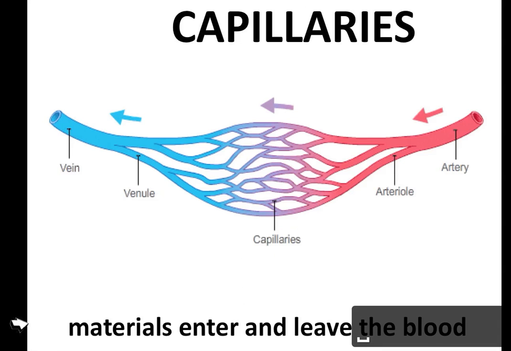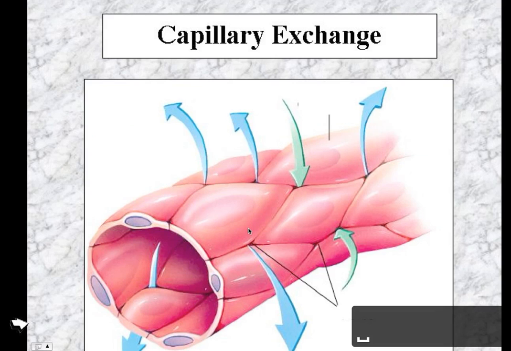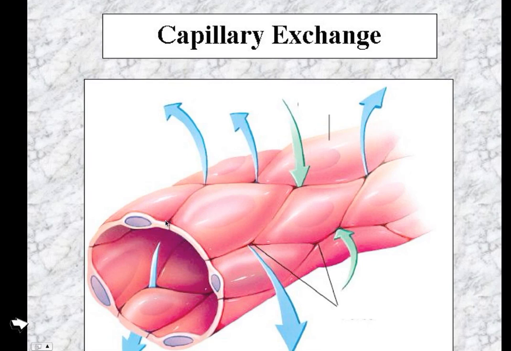And the last piece, of course, is the capillaries. And the capillaries are the nitty-gritty. This is where materials enter and leave the blood. And they're very, very thin-walled. In fact, they're so thin-walled, you can see from this diagram, that it's an advantage because, again, this is where materials enter and leave. Things like oxygen, carbon dioxide, all your nutrients from digestion, waste, hormones, you name it, every cell needs to receive things and get rid of things, and it does so through the capillaries.